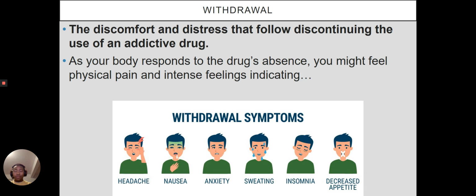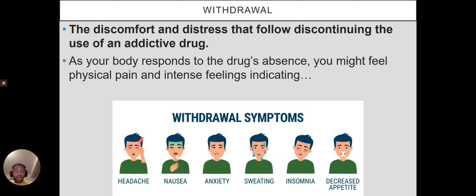If you've heard the term, I'm having withdrawals. Withdrawal is the discomfort and distress that follows discontinuing the use of an addictive drug. Because you're already addicted, your brain is relying on that thing. The body is relying on that high or that feeling. The response to that drug's absence is physical pain and intense feelings. Some symptoms are sweating, anxiety, nausea, insomnia, decreased appetite, and headache. All of these things can be signs of withdrawal.